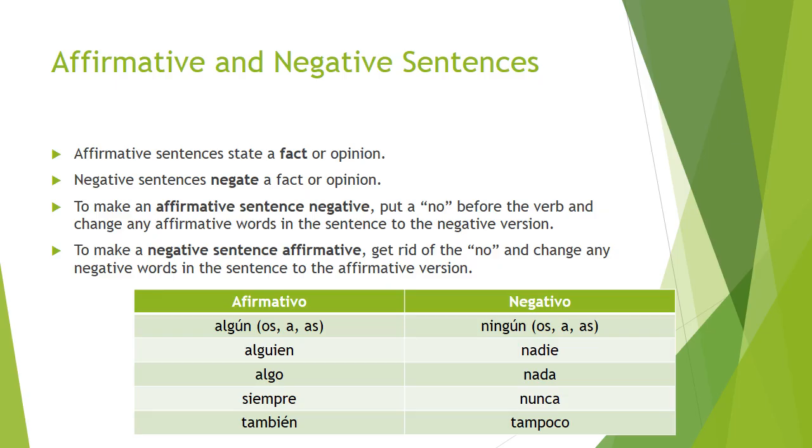Alguien means somebody, and nadie means nobody. Algo means something, and nada means nothing. Siempre means always, nunca means never. También means also, and tampoco means neither.